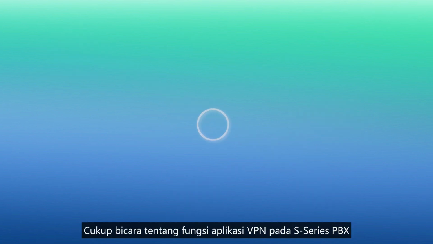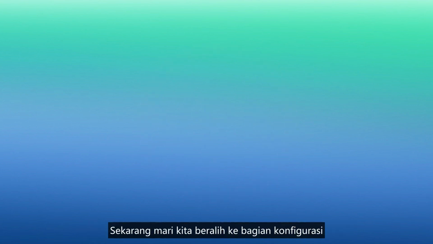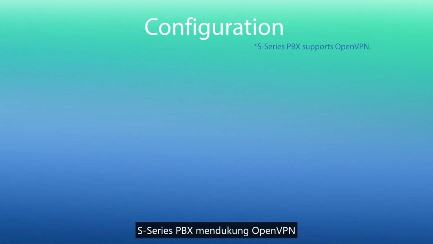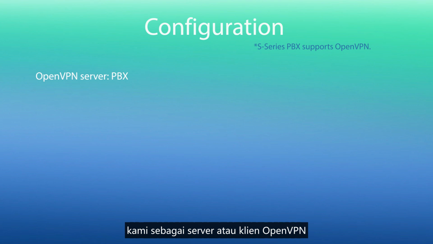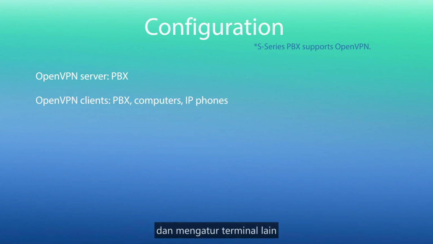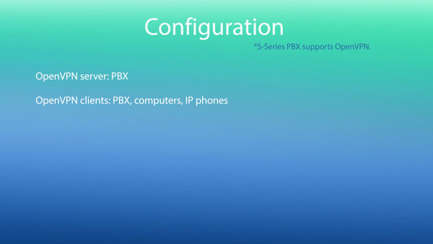All right, enough talk about functions of the VPN application on Azure's PBX. Now, let's turn to the configuration part. Azure's PBX supports OpenVPN, so we will set our PBX as OpenVPN server or client, and set other terminals like computers or IP phones as OpenVPN clients.